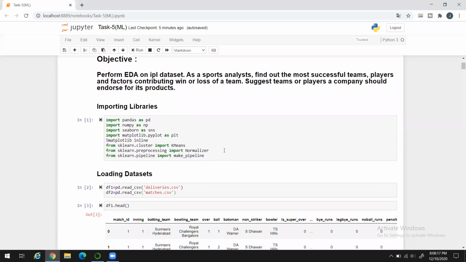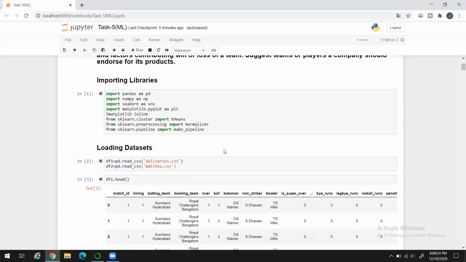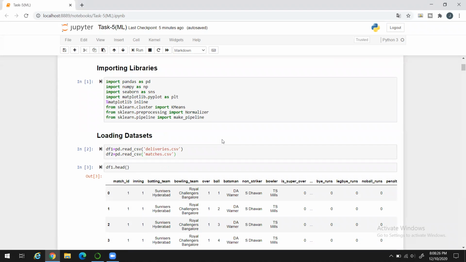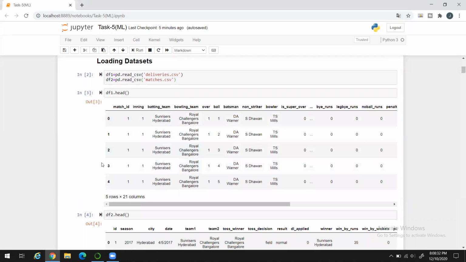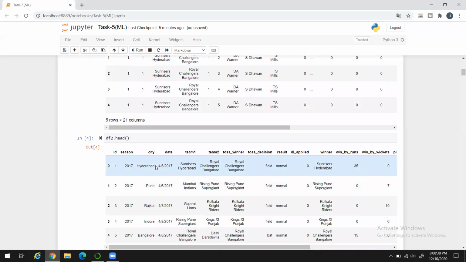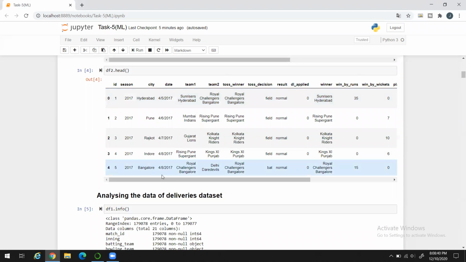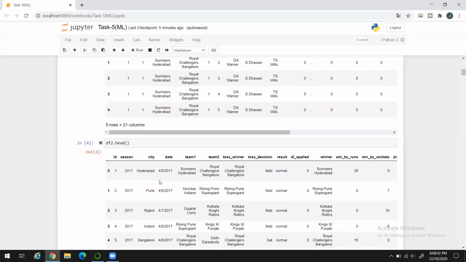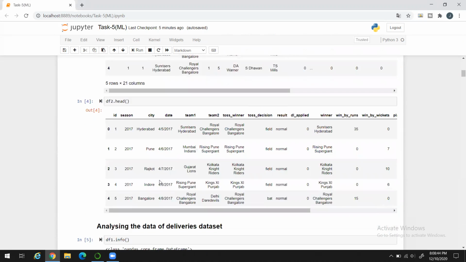Initially, I'm importing the required libraries: pandas, numpy, seaborn, etc. Now I am loading the datasets. I've already downloaded the CSV files, so I'm directly loading them. After loading, I'm checking. There are 21 columns in the deliveries dataset and around 20 columns in the other dataset, that is the matches dataset.